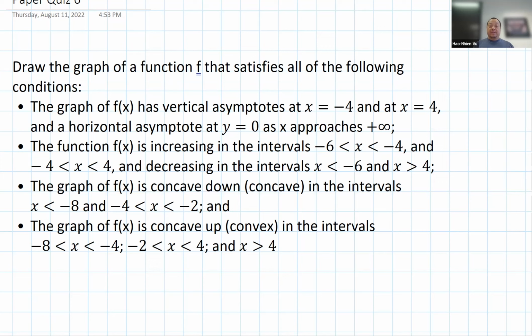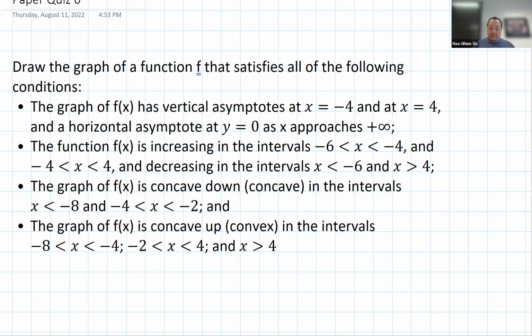The graph of f is concave down, looking like this, in the intervals x less than -8 and x between -4 and -2. And lastly, the graph of f is concave up in the intervals between -8 and -4, between -2 and 4, and also for x greater than 4.